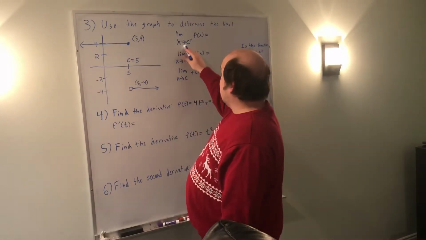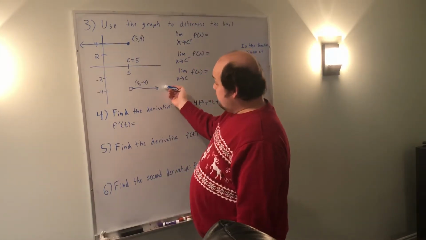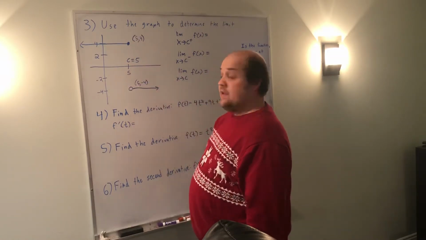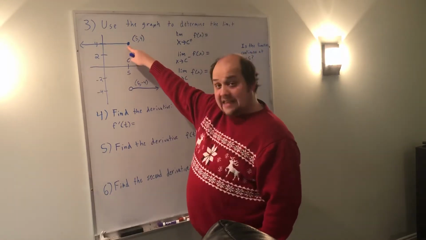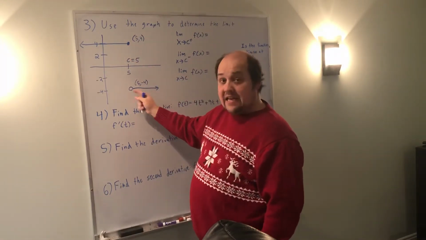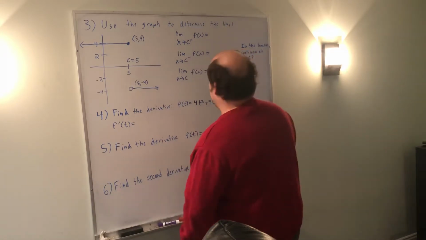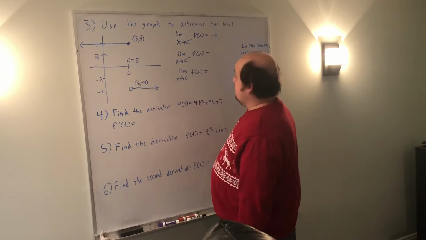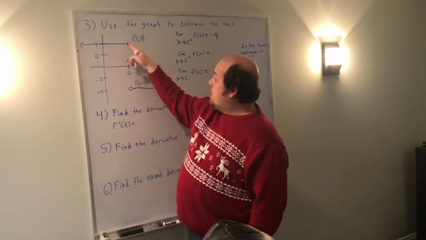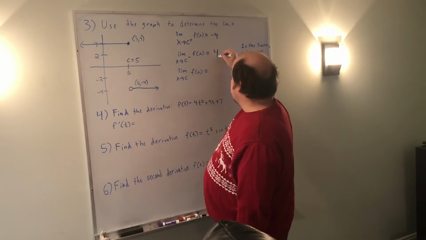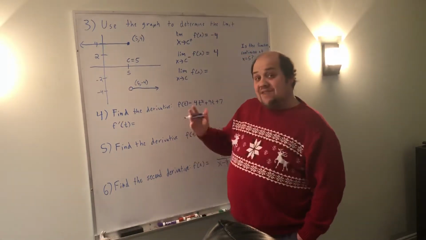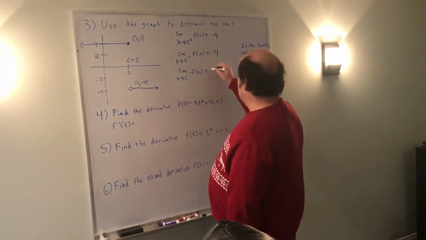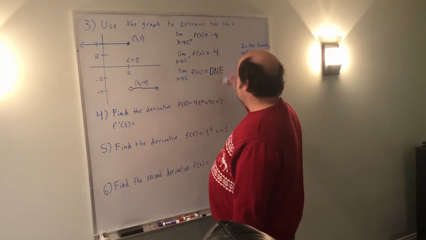So if it wants the limit as x approaches c from the positive, I trace from the positive side back towards this value x equals 5. It doesn't matter that it's actually at this point. What matters is where it's headed as I head towards that x equals 5. So from the positive side points me towards a negative 4. If I trace from the negative side, I'm pointing towards this dot, a positive 4. Whenever you have different answers from the left side and the right side, it means the overall limit does not exist. So I would write DNE for this overall limit.